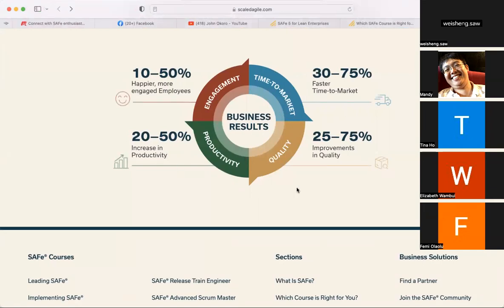20 to 50% increase in productivity, 5 to 75% improvements in quality. So you can see all of those are happening using a Scaled Agile approach. And these definitely are benefits that we see as far as business results.